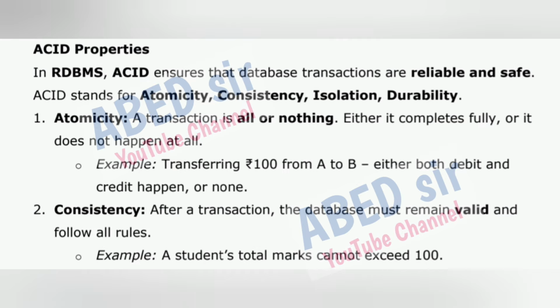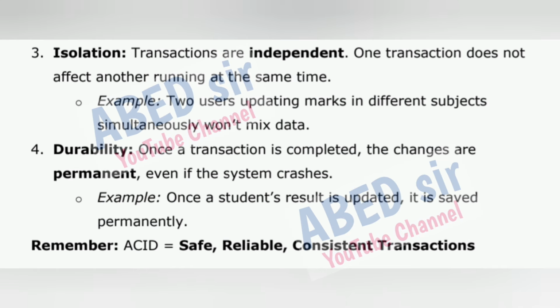2. Consistency. After a transaction, the database must remain valid and follow all rules. Example, a student's total marks cannot exceed 100. 3. Isolation. Transactions are independent. One transaction does not affect another running at the same time. Example, two users updating marks in different subjects simultaneously won't mix data.